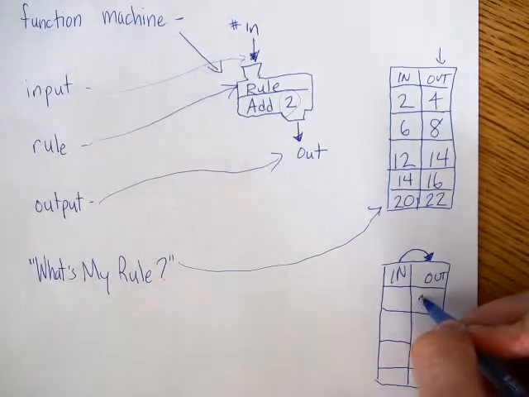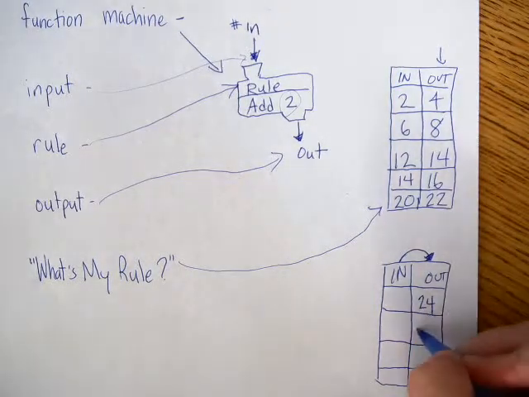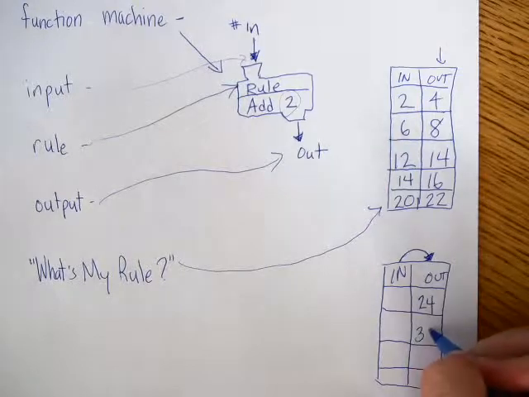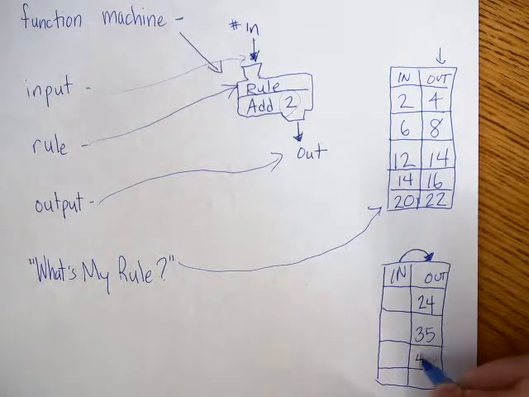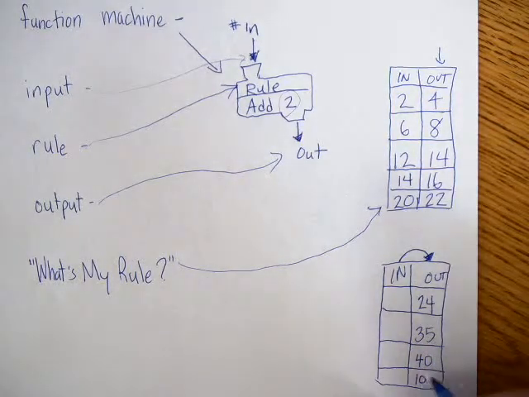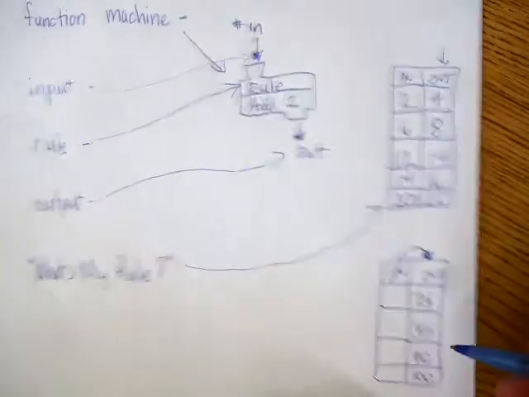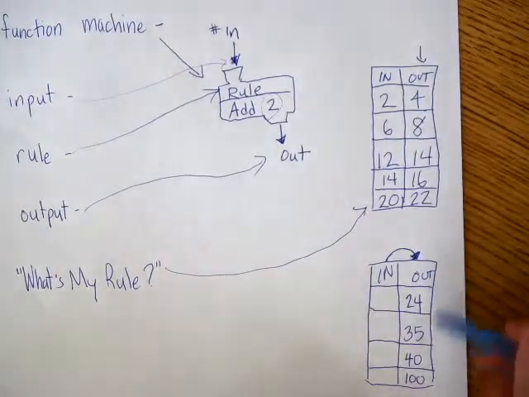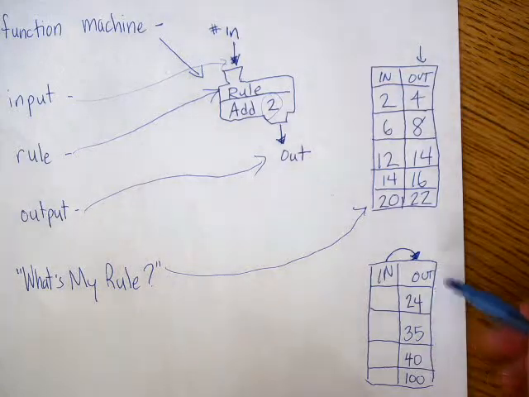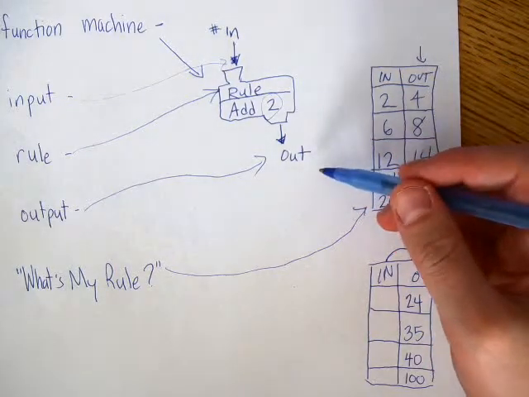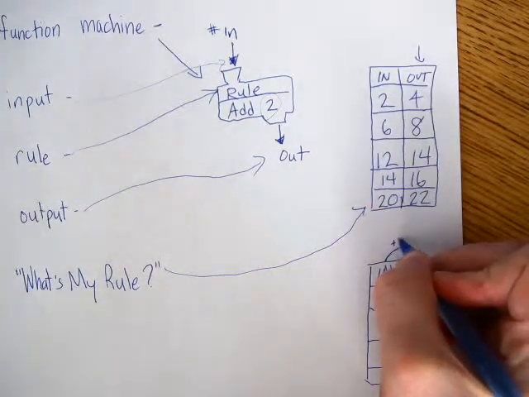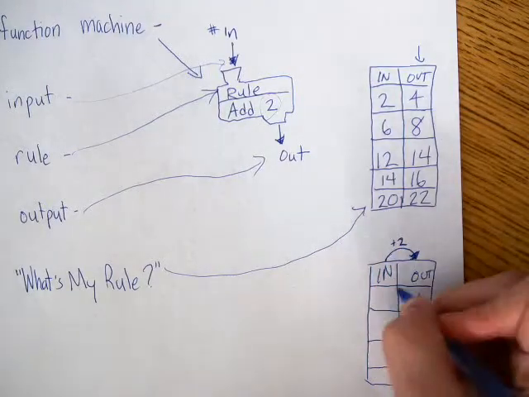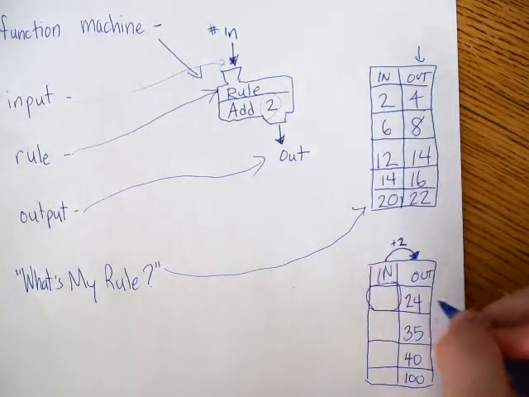So if I put 24, 35, 40, and let's say 100, these are all the outputs. I'm not adding 2 to these because this is what came out of my machine. So something got added to this. 2 got added to something to equal this number.